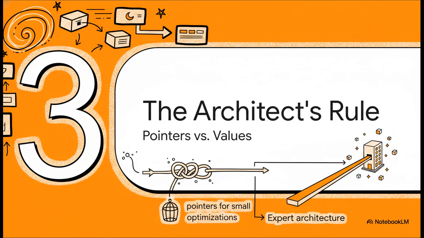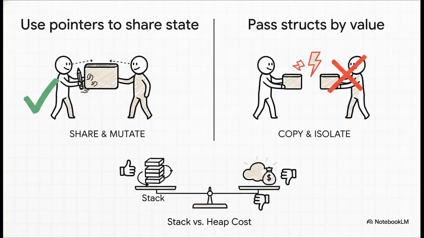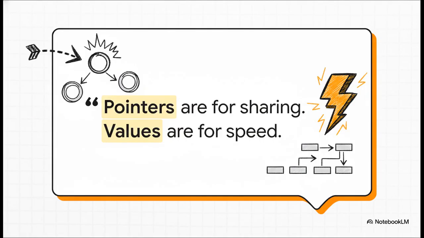Well, there's a really simple, really powerful rule of thumb that separates good Go code from great Go code. And the rule is this: use pointers for semantics, not for micro-optimizations. What does that mean? It means you should use a pointer when you actually need to share state, when you want a function to be able to change the original piece of data. But if you're just passing data around, especially for small to medium-sized structs, just pass it by value. Let Go make the copy, because copying something on the stack is almost always cheaper than paying that garbage collector tax on the heap.